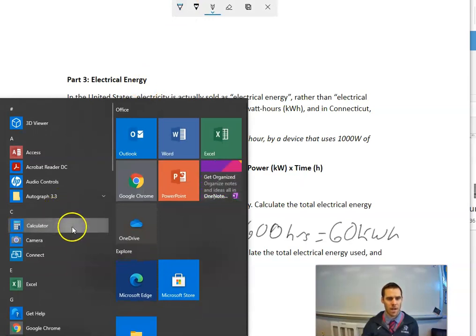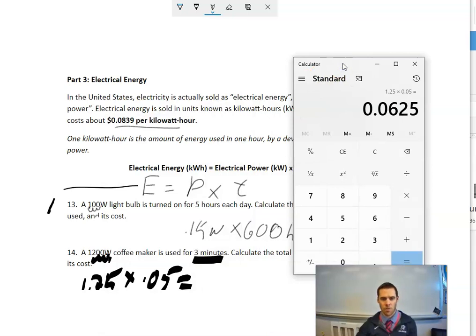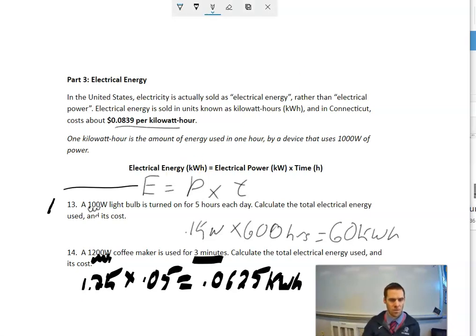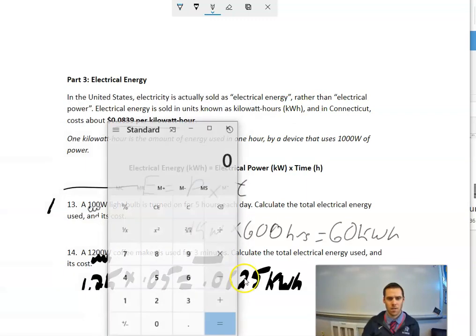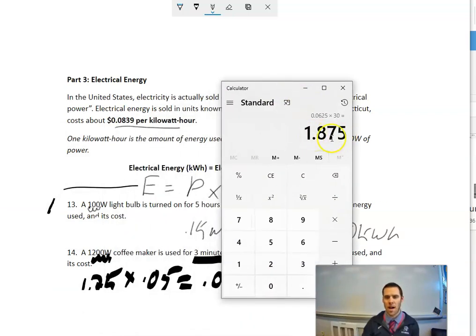I don't know what that is off the top of my head. So 1.25 times 0.05. It's going to be the equivalent of 0.0625 kilowatt hours to run that for 3 minutes. If I were to use that for 30 days, I would multiply that by 30, so 0.0625 times 30.